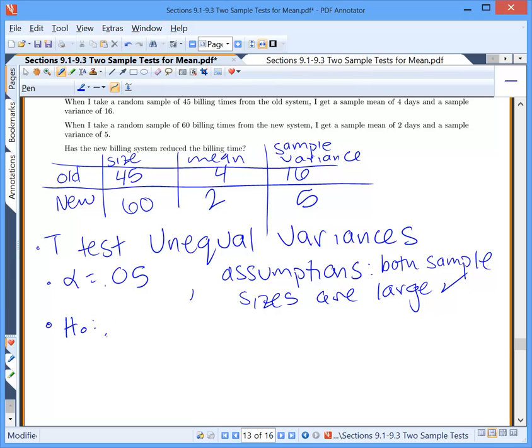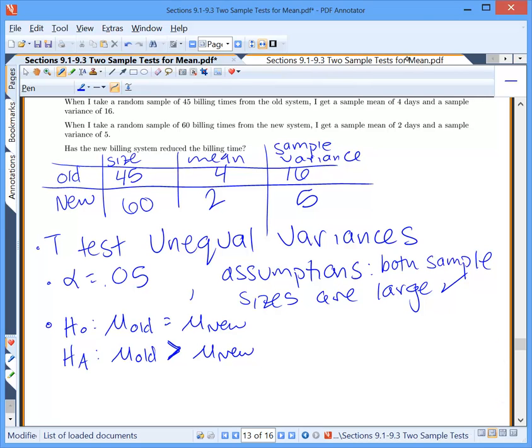Our null hypothesis would be that the mean for the old equals the mean for the new. And I just wrote old first because it was what came first in my table. Then for the alternative, I have to figure out the sign. So has the new billing system reduced the billing time, which would mean that we'd want the new to be less than the old. So this is a greater than.